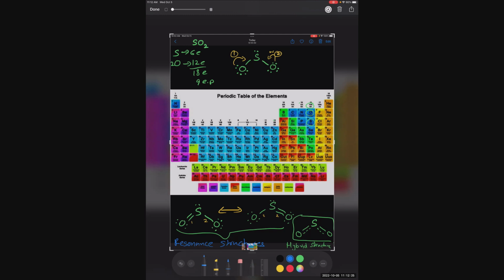I think that should take care of the Lewis structures. We will do SF4 some other day. It's a fun one to do, by the way. I'll give you a hint: it has a weird geometry. Therefore, we'll do this when we talk about the geometries of molecules.